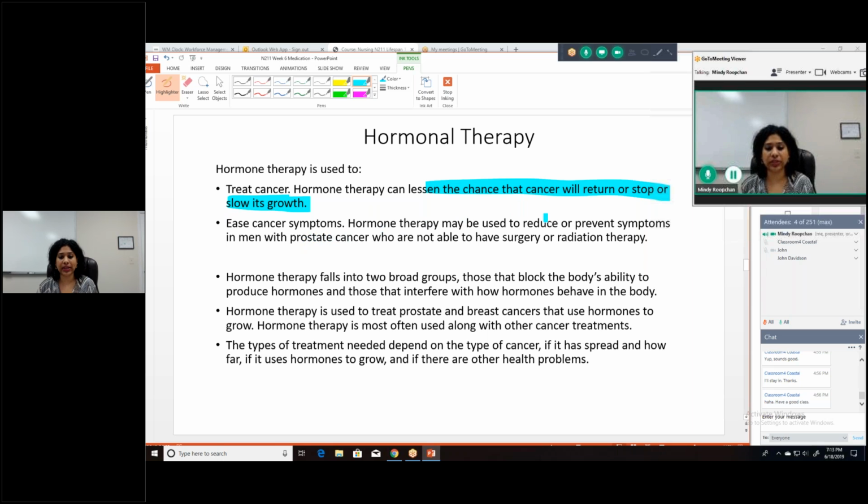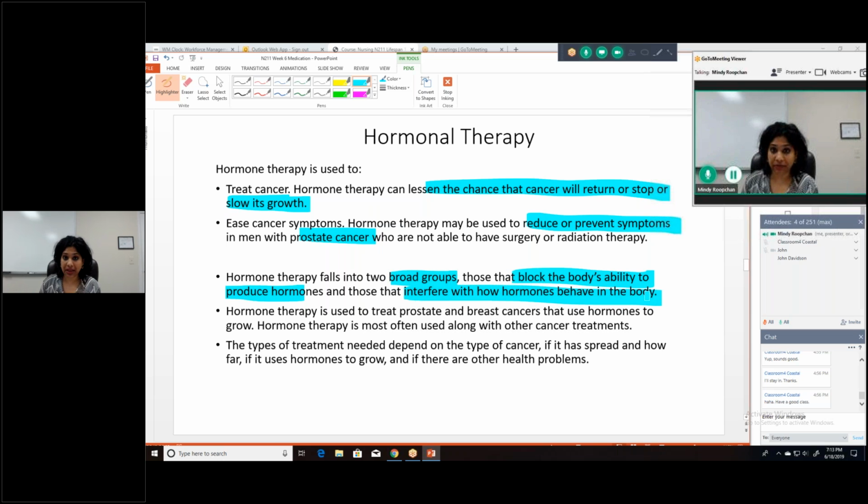So hormone therapy is used to reduce or prevent symptoms in men with prostate cancer who cannot have surgery, for example. Hormone therapy falls into two groups: those that block the body's ability to produce the hormone, and those that interfere with how the hormones are going to behave in the body. Hormone therapy treats prostate and breast cancers that use hormones to grow, and it is most often used along with cancer treatment.